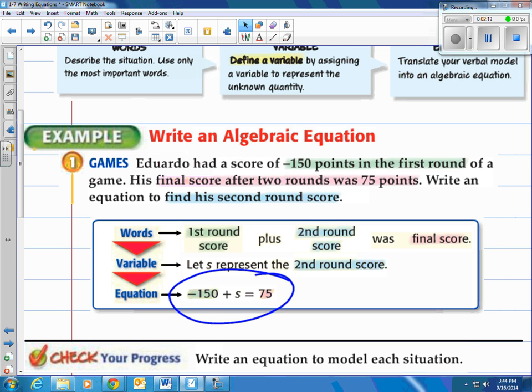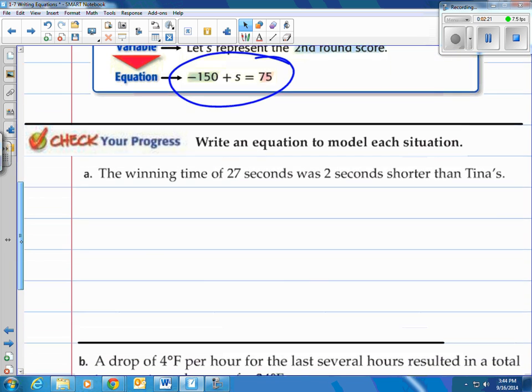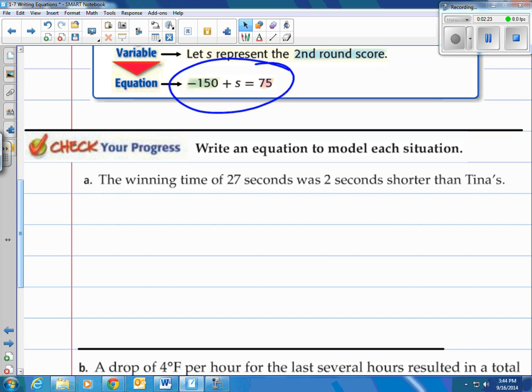Again, this is a skill. You got to practice it. So let's take a look at the first example that you will check on your own. Pause the video, try it, and come on back and see how you did.